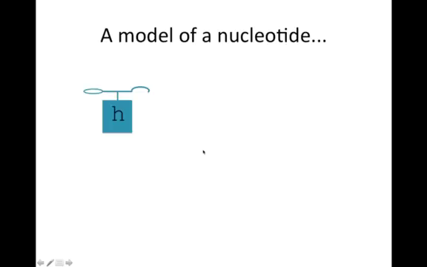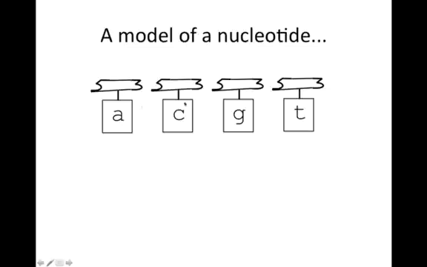Okay, so let's move from this toy into an actual model of a nucleotide. So our hook and loop, we can make a structure out of it. And we can change our H to one of the 4 nucleotides, A, C, G, and T. And so then we would have our 4 nucleotides. Notice that they have different informational components, but that their backbone parts are identical.